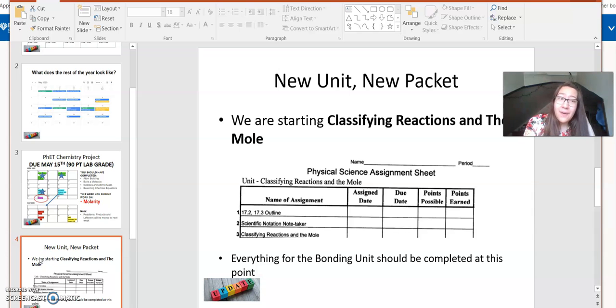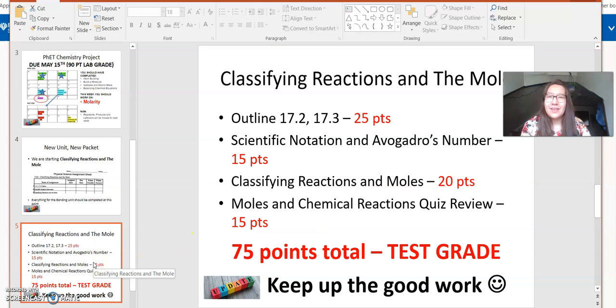We are now in a new packet. You should have completed the bonding packet, and we're going to be working with stuff in there, including this week, the outline and the scientific notation note taker. So, in terms of grading for this unit, all of the assignments are going to go into the test category. So the outline you complete today will be worth 25 points, and the practice that you complete tomorrow will be worth 15. You'll have 2 more assignments worth 20 and 15, so 75 points total.